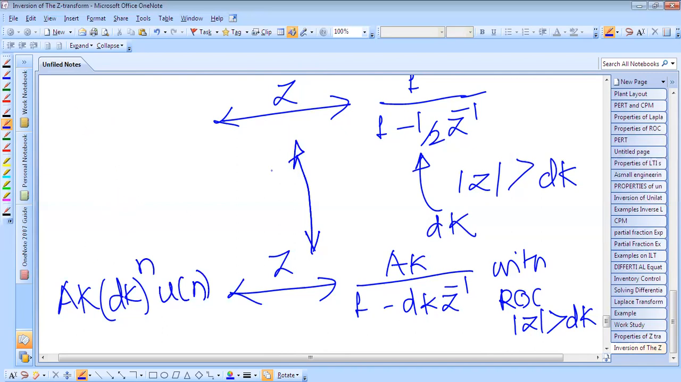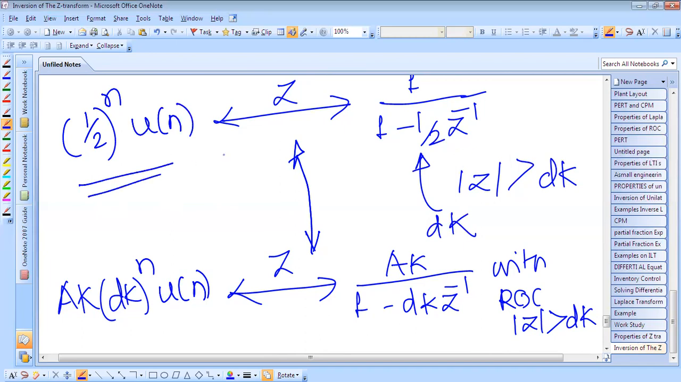ak is 1, and what is dk? dk is half. Therefore, half raised to power n. What is dk here? dk is half raised to power n, and what is u[n]? Here it is u[n]. So this is the inverse z transform of the first term.